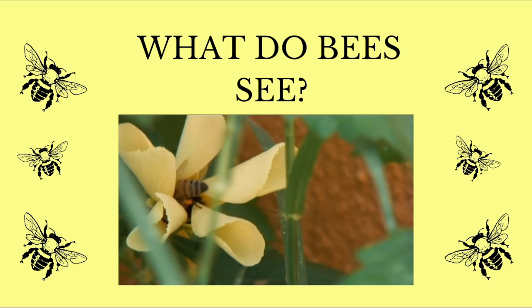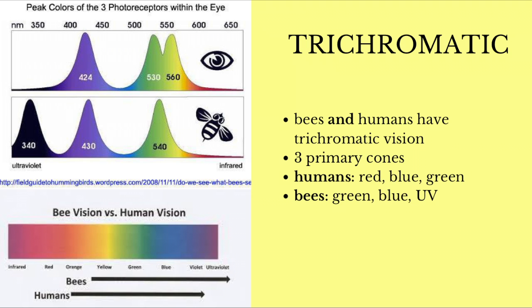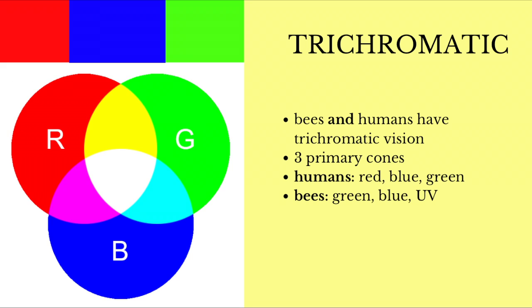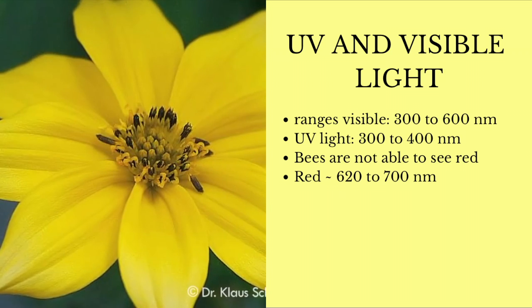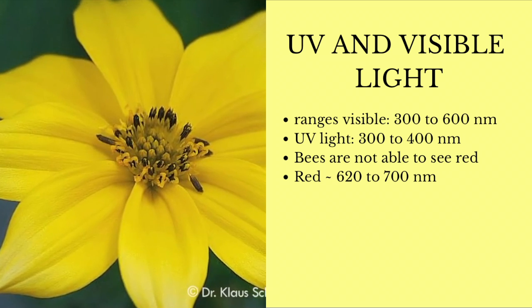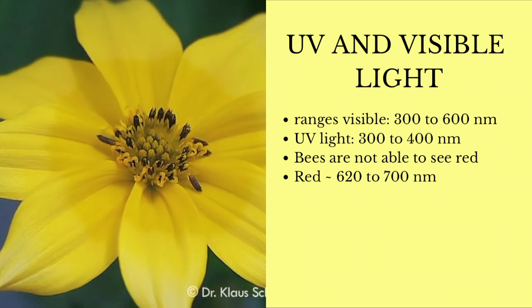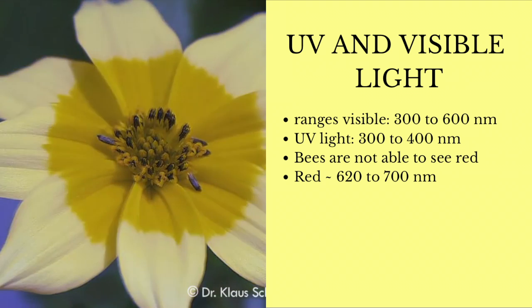To continue the presentation, I'm going to talk about what bees see. Bees, similar to humans, have trichromatic vision, which means they have 3 primary cones. While everything we see is a mixture of red, blue, and green, everything a bee sees is a product of green, blue, and ultraviolet. This means that the ranges of electromagnetic radiation visible to them lie between 300 and 600 nanometers, which is why they are able to see ultraviolet light, which lies between 300 and 400 nanometers. However, they are unable to see red.